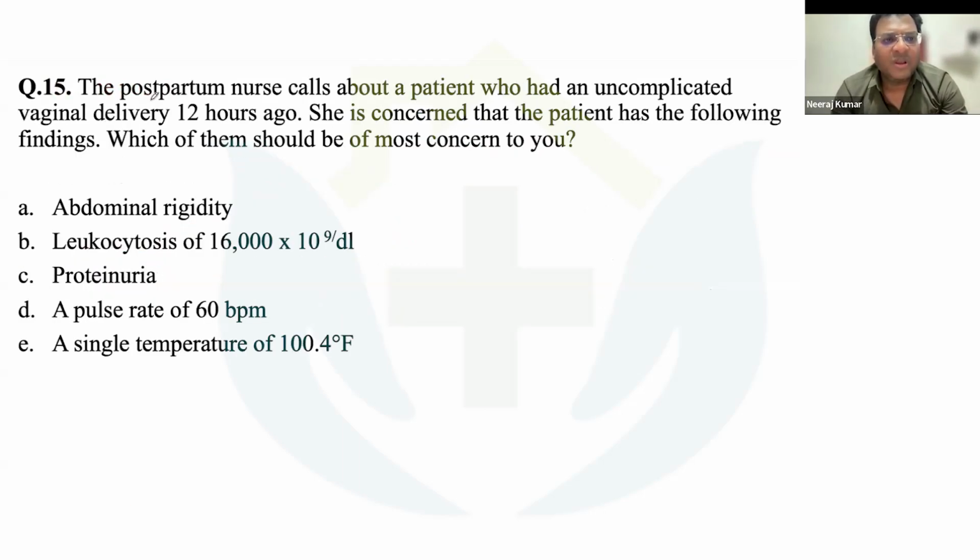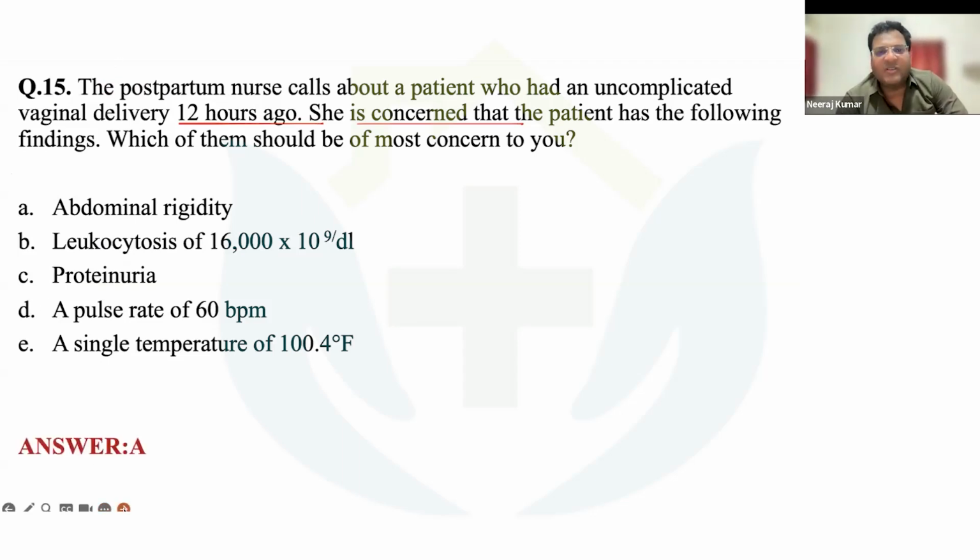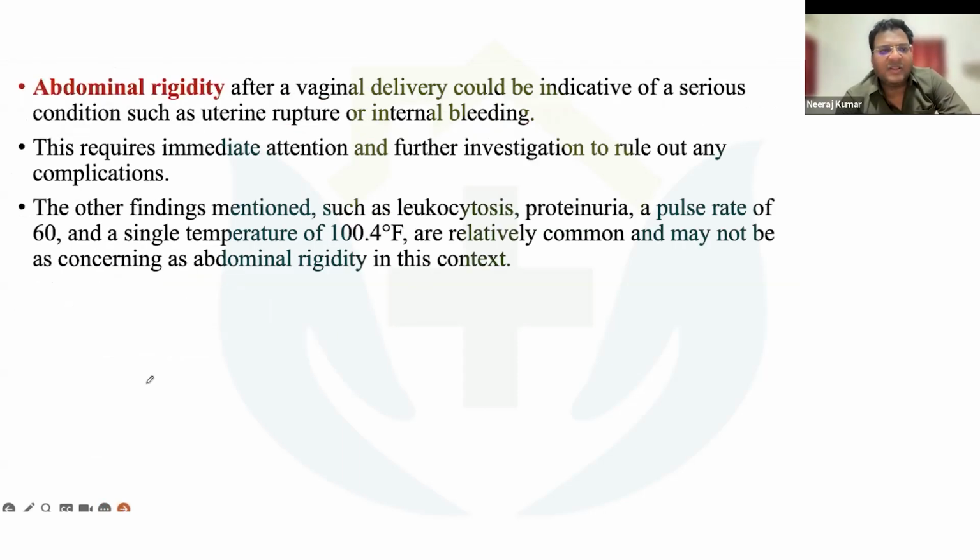Now coming to the next question. The postpartum nurse calls about a patient who had an uncomplicated vaginal delivery 12 hours ago. Now she is concerned that the patient has the following findings. Which of the following findings will concern you most? What do you feel, which finding is most concerning considering this patient? Very good. Few of you marked it right. D is not the option. So I will go with the abdominal rigidity as well. I will have much concern with abdominal rigidity.